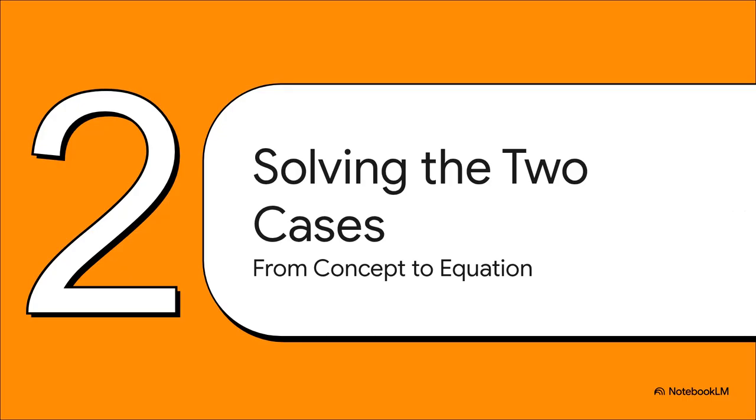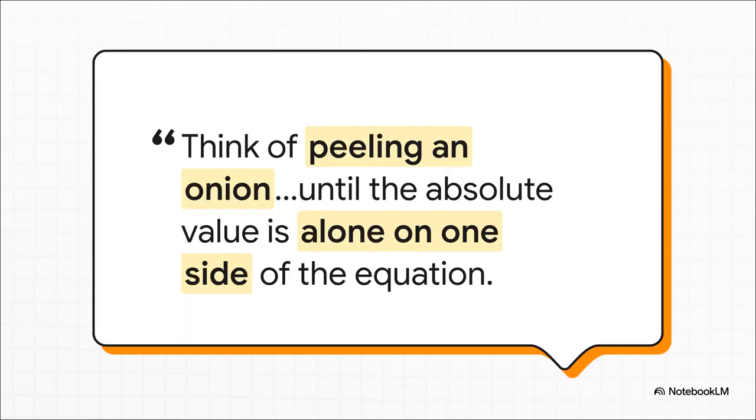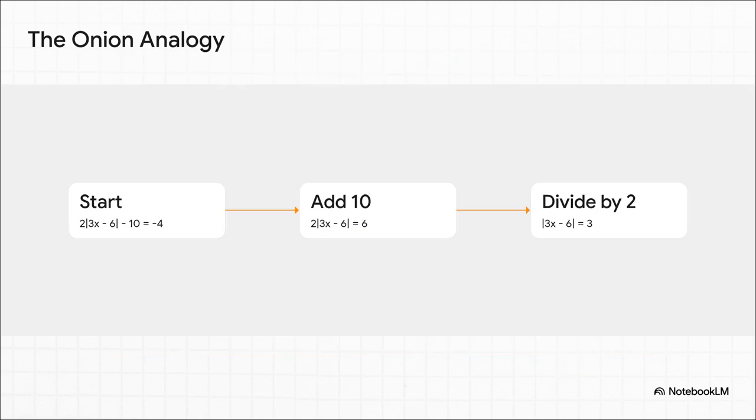Okay, so that's the theory, but how does this whole distance idea actually help us solve problems? Well, let's see how it builds into a really powerful method for solving equations. To solve these things, you have to isolate the absolute value part first. I absolutely love this onion analogy from our sources because it's perfect. You have to peel back all the outside layers of arithmetic, one by one, to get to the core of the problem. So let's just walk through this one.